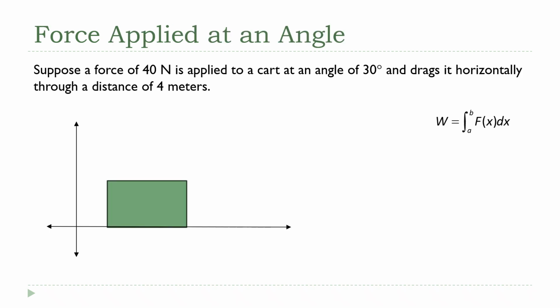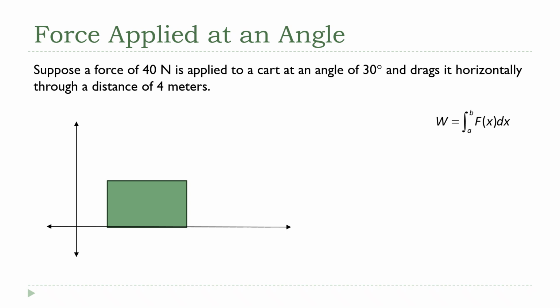Okay, so let's look at one more example. This time, something that doesn't involve springs. Suppose we have a force of 40 newtons applied to a cart at an angle of 30 degrees. Think of it like a wagon. You've got the handle of the wagon and it comes up at an angle. You pull on it and the wagon moves forward. We're going to assume that this goes horizontally through a distance of 4 meters.